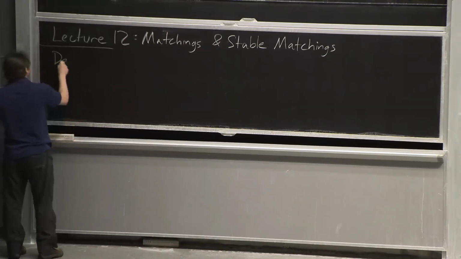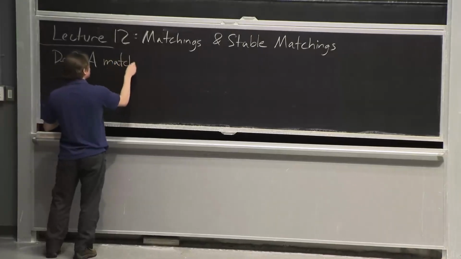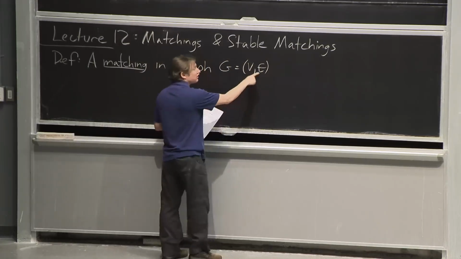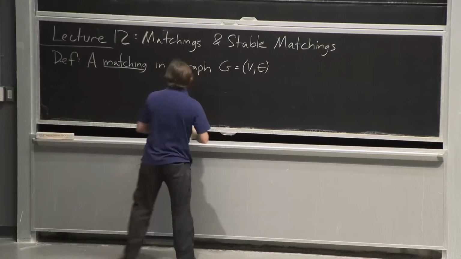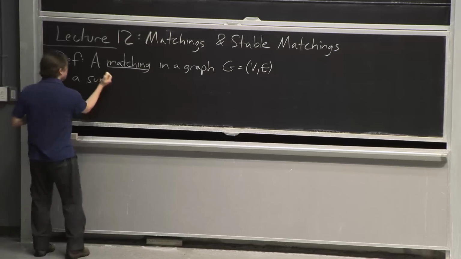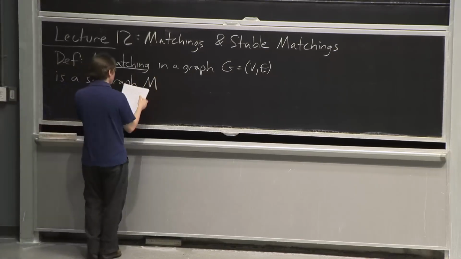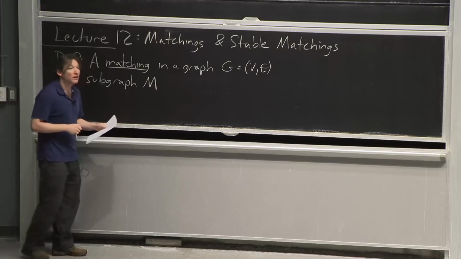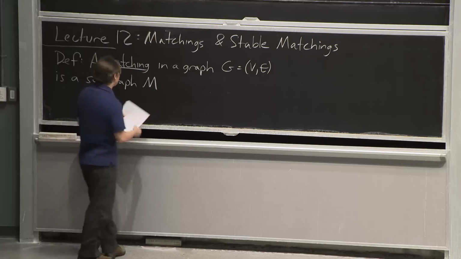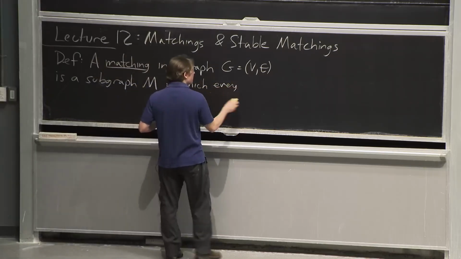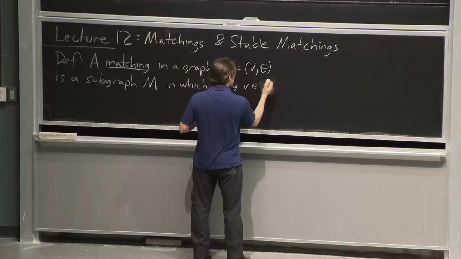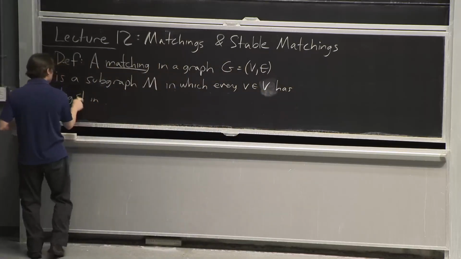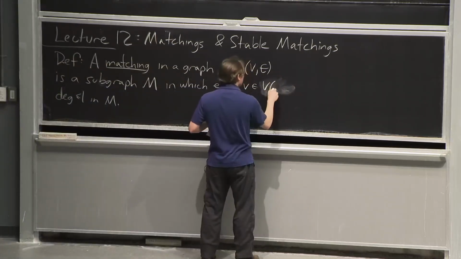So first of all, definition. A matching in a graph, which remember has a set of vertices and a set of edges, which are pairs of vertices, is a subgraph M. And what subgraph means is we're just taking a subset of the vertices and a subset of the edges, so long as all the edges have their vertices in the subset, in which every vertex in V has degree 1 in M, degree less than or equal to 1 in M. This is the vertex set of our subset.